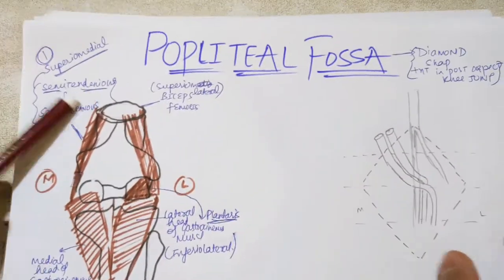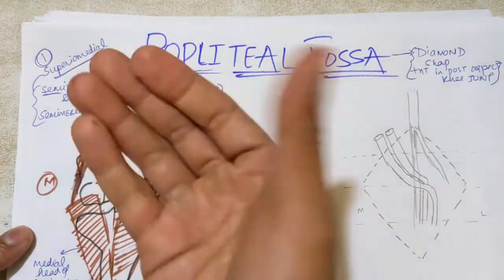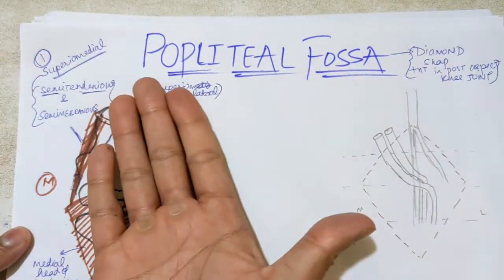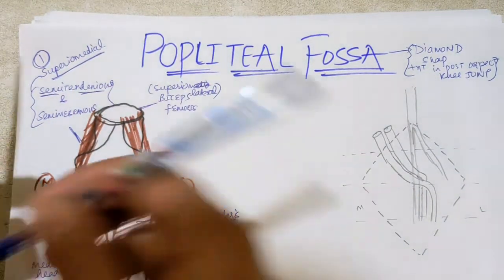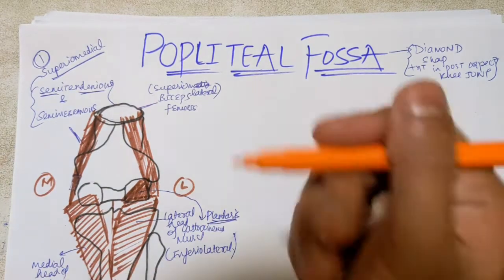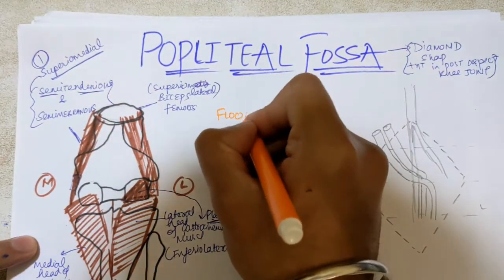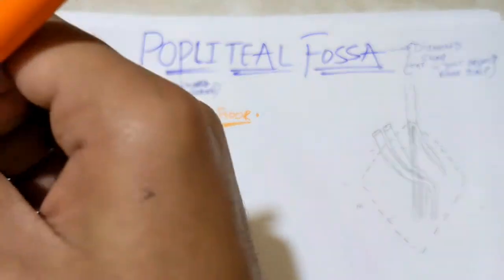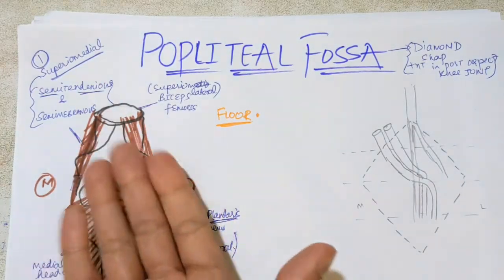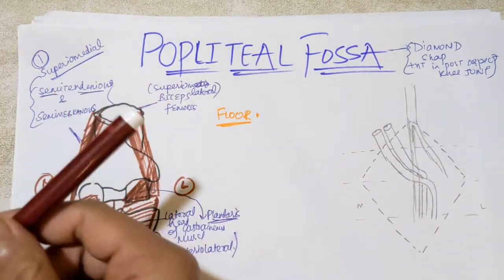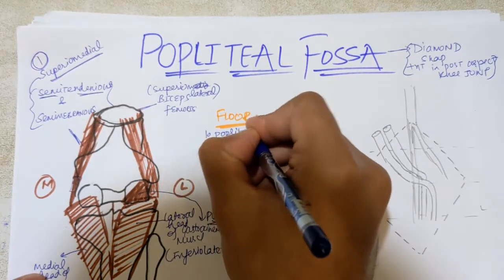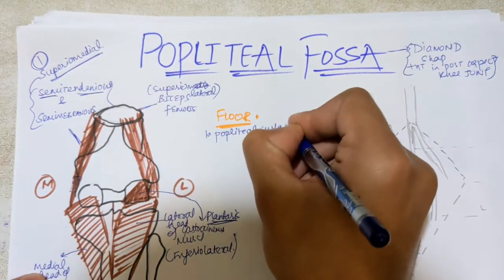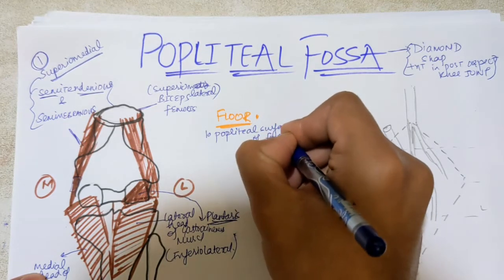So this much is clear. Now next we will be moving to the floor. What is present beneath this fossa, what is forming the floor for this fossa? So I'll be writing here. For the floor, I'm writing the points. First of all, you can see the popliteal surface of the femur, which will be forming the floor. So the first point is clear: the popliteal surface of the femur will be forming the floor.